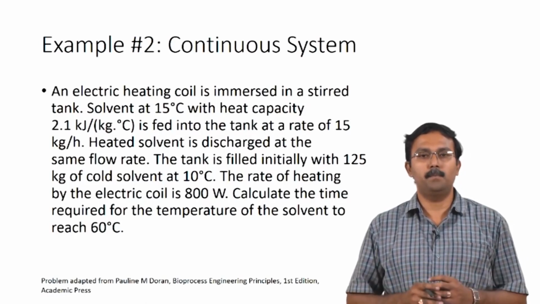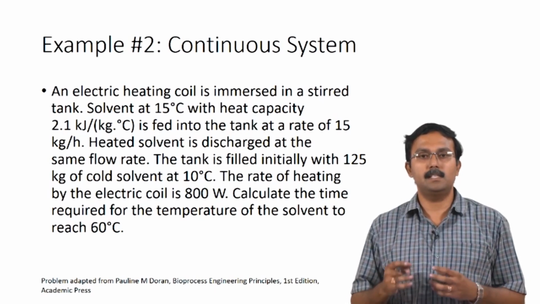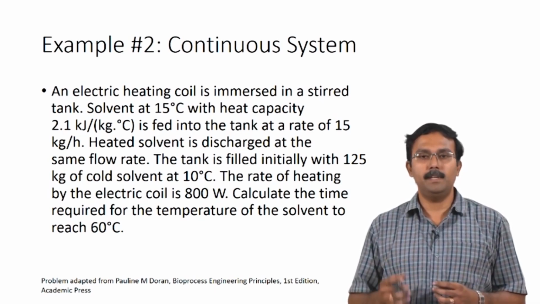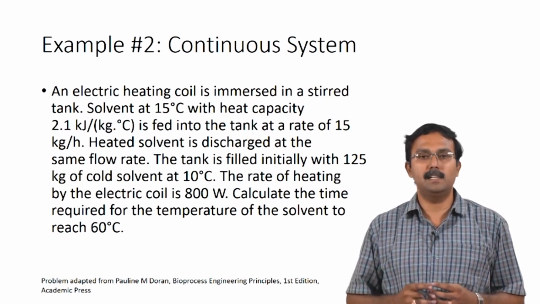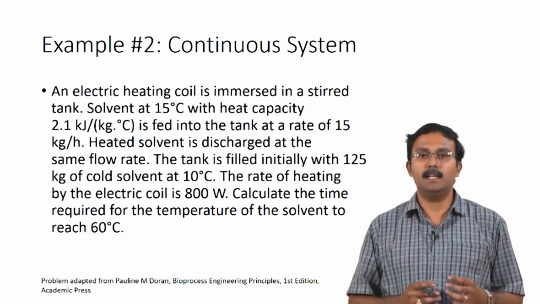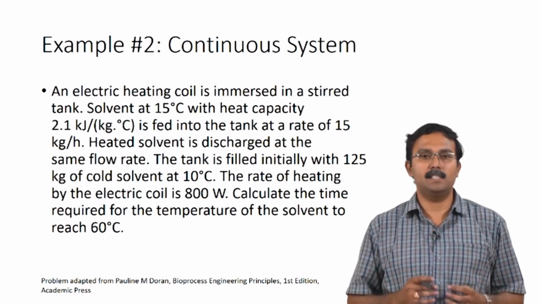So, this problem statement says that an electrical heating coil is immersed in a stirred tank. Solvent at 15 degrees Celsius with heat capacity of 2.1 kilojoules per kilogram degree Celsius is fed into the tank at a rate of 15 kilograms per hour. Heated solvent is discharged at the same flow rate.